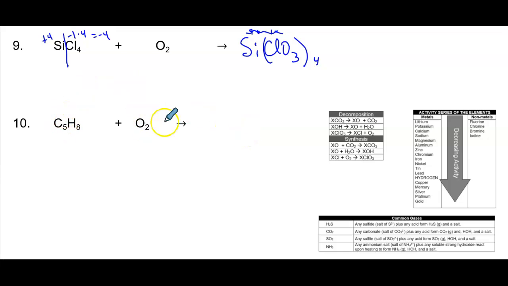Here I have a hydrocarbon plus an oxygen. You have to memorize that it makes CO2 and water. And then take a moment to balance. Remember, when we balance combustions, it's suggested that you leave oxygen to dead last.